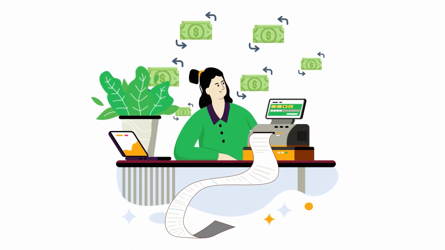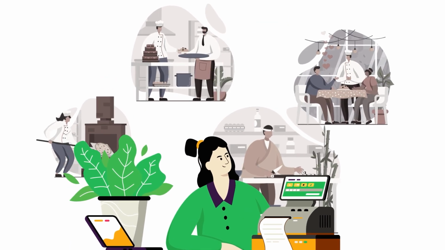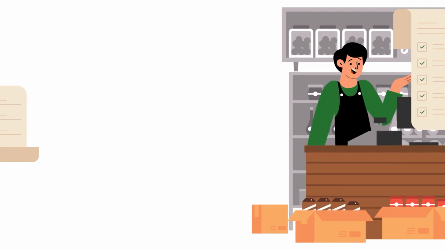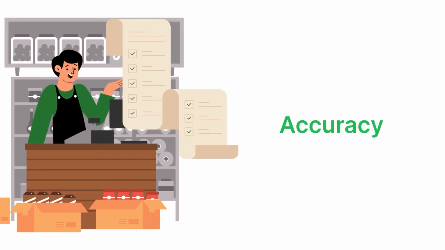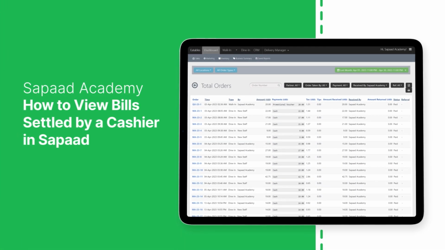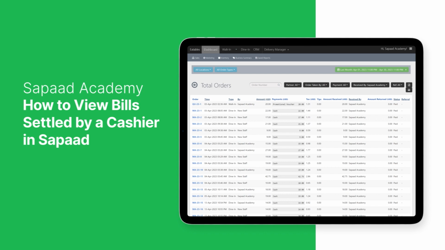Tracking transactions can be challenging with a busy restaurant. With Sapaad, you can seamlessly view the bills settled by each cashier to monitor their accuracy and ensure accountability. In this video, let's learn how to view bills settled by a particular cashier in Sapaad.